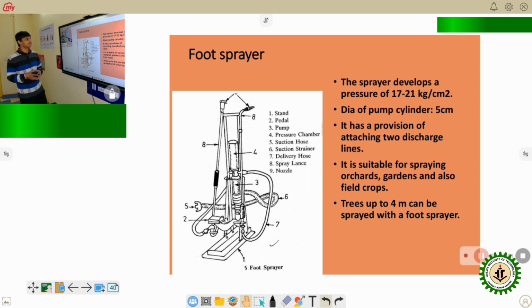It has different components: stand, pedal, pumps, pressure chamber, suction hose, suction strainer, delivery hose, spray lance, and the nozzles. So these are the basic parts of this sprayer, which work effectively when it is operated. It is basically used within a 4-meter area, where we have to use the spraying materials effectively in the field conditions.